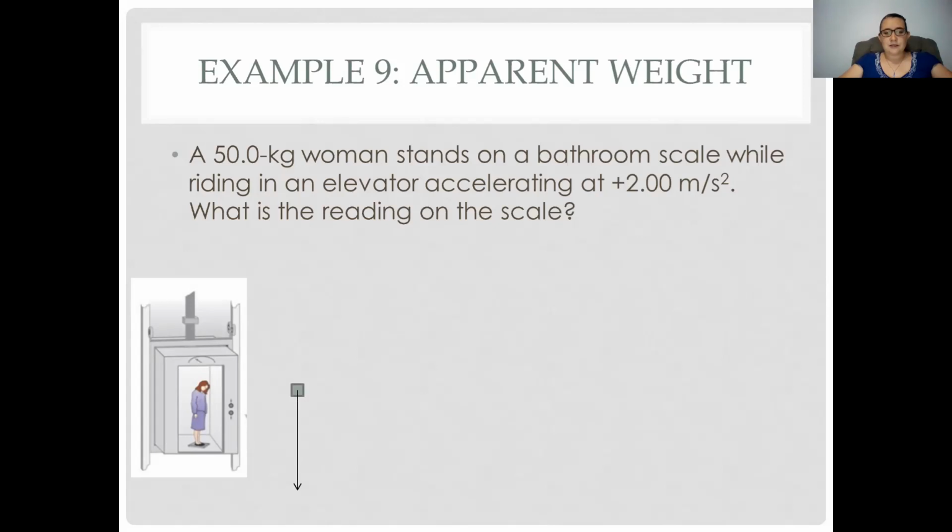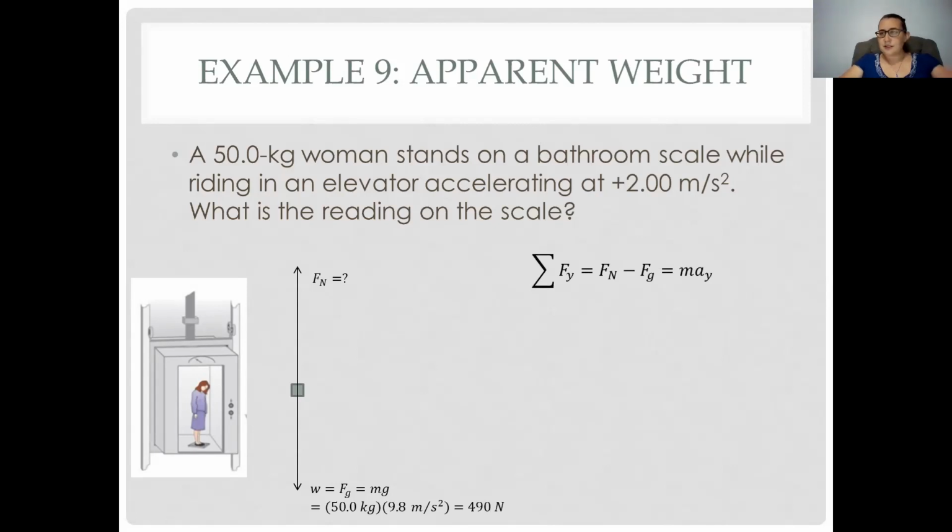So here's our woman. We know we have her weight, the force of gravity pulling down. That's always equal to mass times g. So 50 kilograms times 9.8 meters per second squared is 490 newtons downward. We have this normal force supporting her, right? That's the scale holding her up. So you need to figure out what that normal force is. And in this case, since there is an acceleration to this elevator, these two forces are not going to be equal to each other.